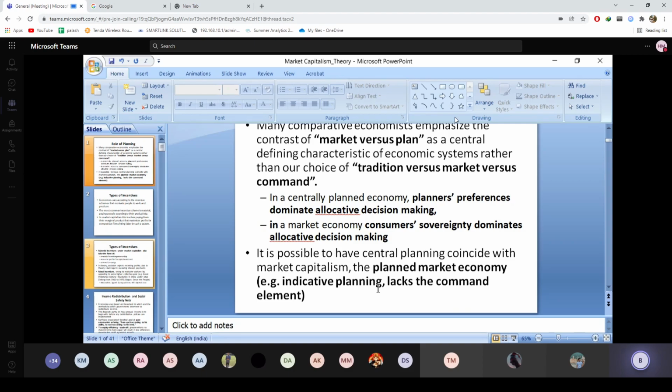Like one is the planned market economy, where central planning coincides with market capitalism. In many countries, it is termed indicative planning. For example, when we discuss France and Japan, they are dominantly indicative planning economies. The only thing is that they lack the command element, and that part we will discuss as we proceed.